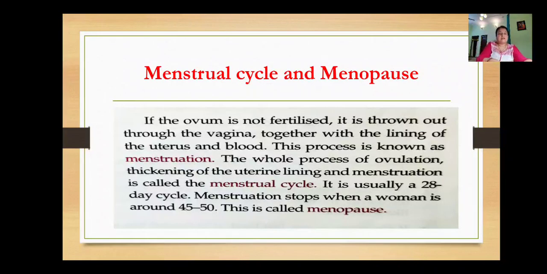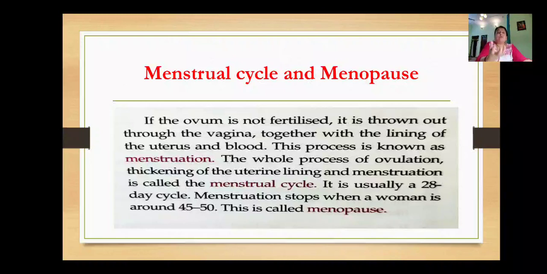Now let me discuss in brief the menstrual cycle and menopause, since this topic is there in your syllabus. So we'll learn in brief what the menstrual cycle and menopause are. See children, when the ovaries of the female reproductive system release the egg, that egg is picked up by the fallopian tube, and there the egg waits for fusion, for fertilization.